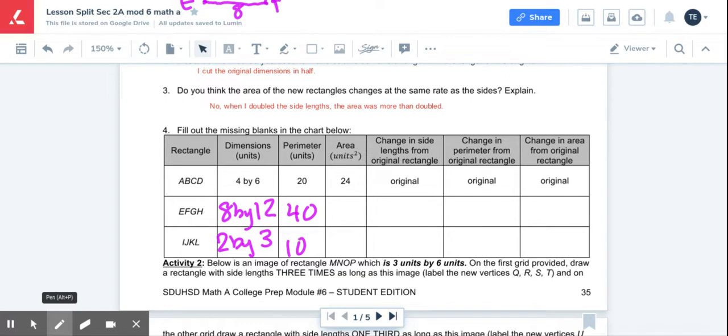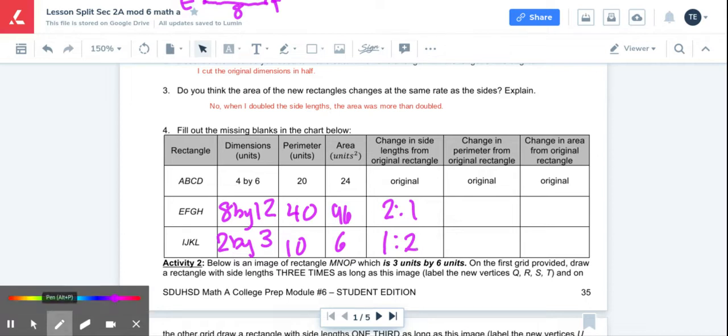Okay, and then for area, I have to multiply the base and the height. So 8 times 12 is 96. And 2 times 3 is 6. So then it says change in lengths from the original rectangle. Well, we know the first one was double it. So we went 2 to 1. We made it twice as big. And on the second one, we made it half as small. Change in the perimeter from the original. Well, let's look. So when I'm looking here, the original perimeter was 20. Hey, and then 40, that's still twice as big. So that's still 2 to 1.